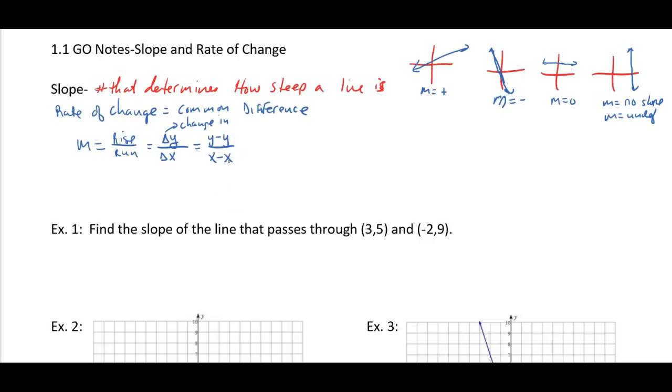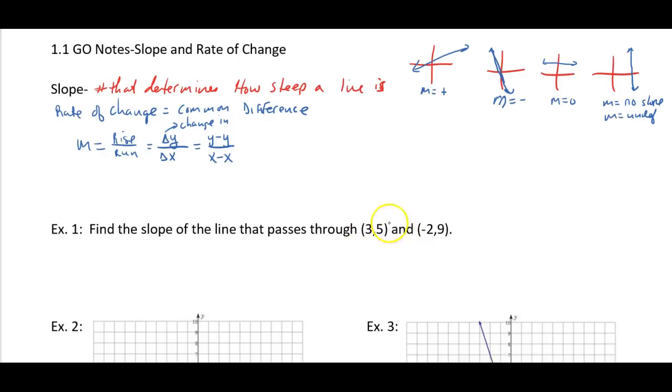Now you've seen some teachers do the x2 minus x1. Those little sub numbers basically just tell you the order in which you should subtract. And as long as you keep the order the same, it doesn't matter which ordered pair you start with when you subtract them. Okay, so let's take a look at some examples here.